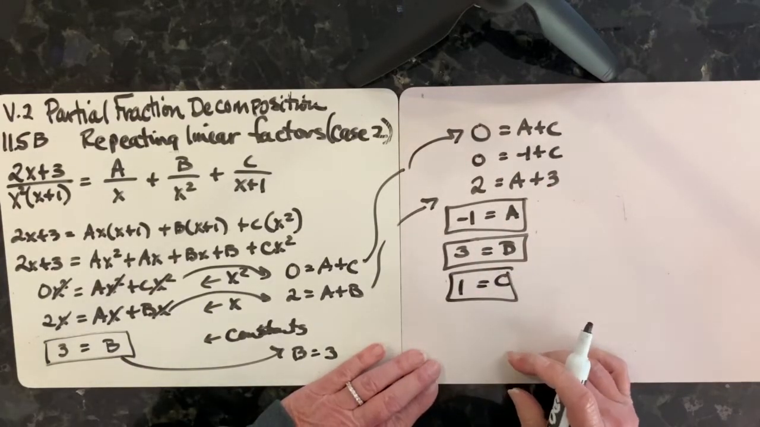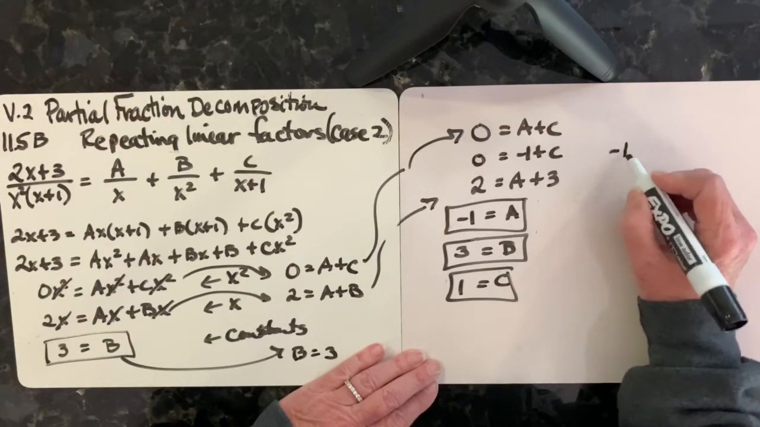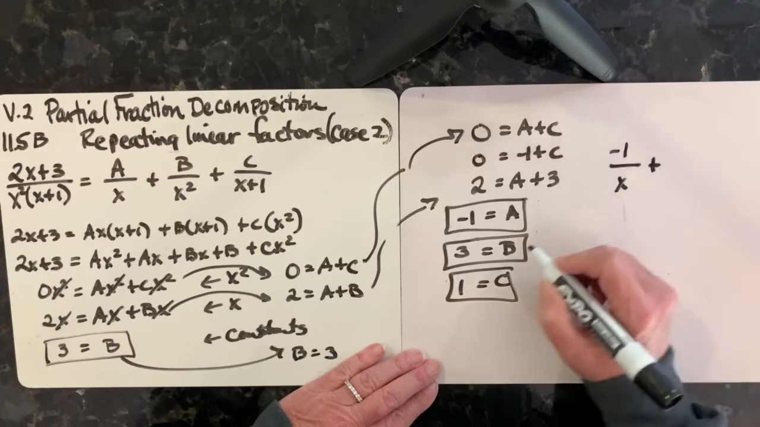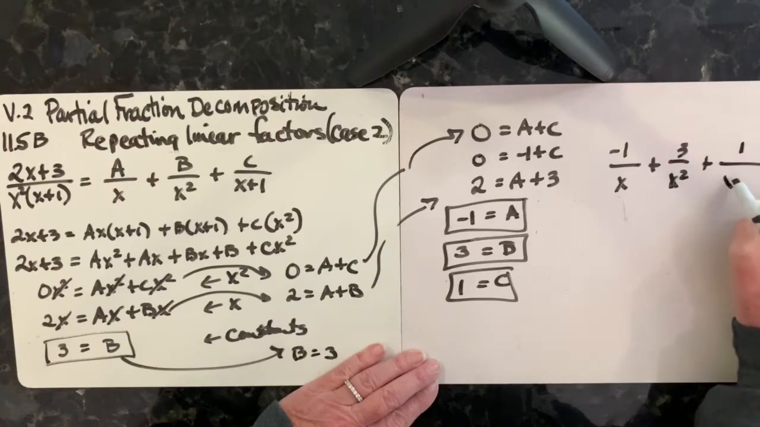So let's finish the problem by setting up our partial fraction decomposition. We have a is -1, and that was over x. B is 3, and that was over x squared. And c is 1, and that was over x plus 1.